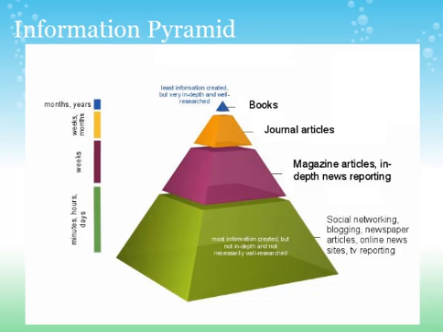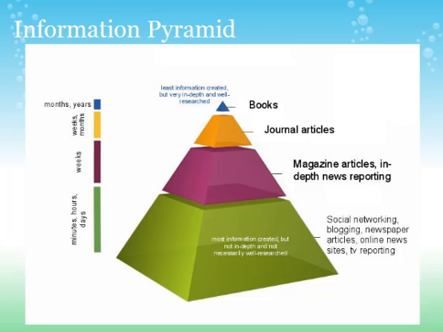This is the point where the least information is created, but it's very in-depth and well-researched. That's because books take a lot of work, time, effort, and money to actually write and produce. There's an editorial process, whereas at the bottom of the pyramid, social networking, blogging, online news sites, and TV reporting, there's not as fine an editorial process. It's more about getting information out quickly rather than doing quality, in-depth research.